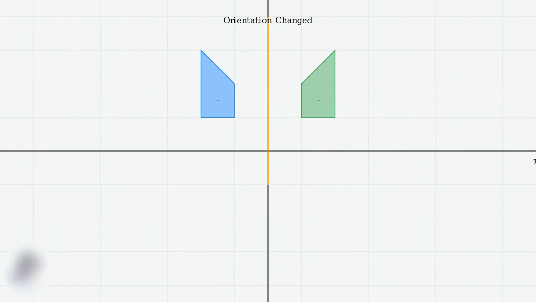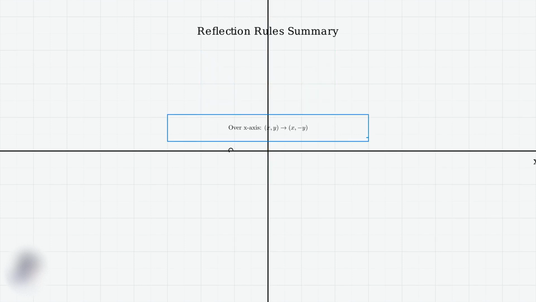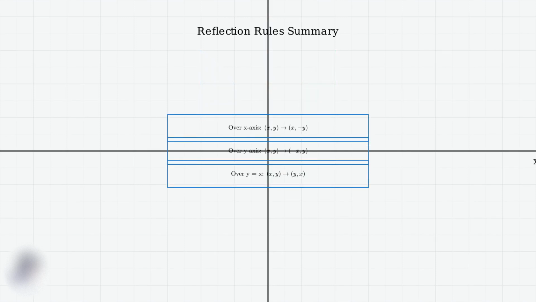A crucial property of reflections is that they change the orientation of figures. Unlike translations and rotations, reflections create a mirror image that cannot be rotated to match the original. This orientation change is what makes reflections unique among geometric transformations. It's why your reflection in a mirror appears backwards. The image has been flipped, changing its orientation relative to the original.